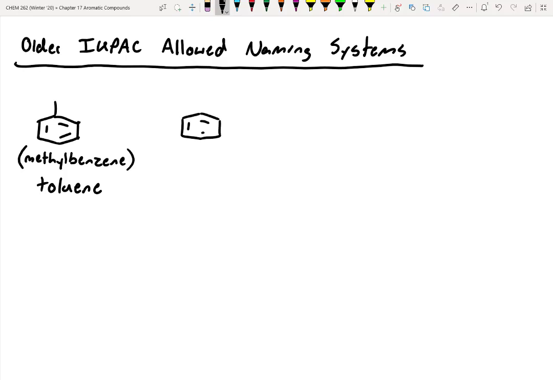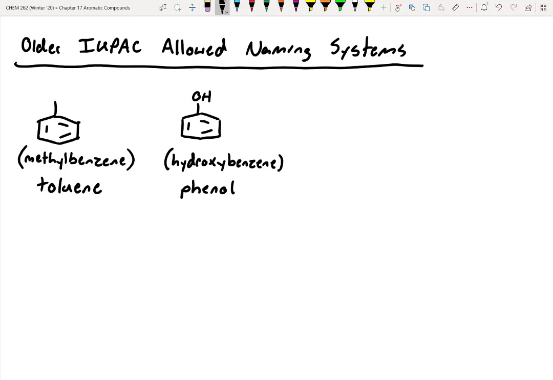So again, benzene is going to be the parent. And then we've got an alcohol substituent. When alcohol is a substituent, it's called a hydroxy group. So you could call this hydroxybenzene. All right, but again, most chemists wouldn't call this hydroxybenzene. Most chemists would prefer to call this phenol. So both of these are IUPAC allowed.